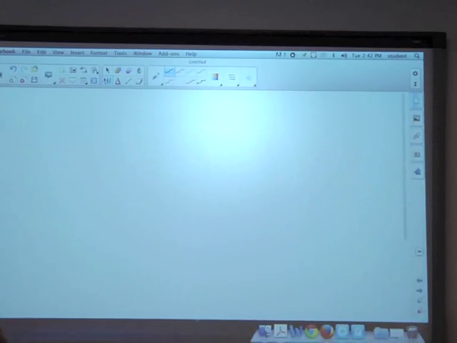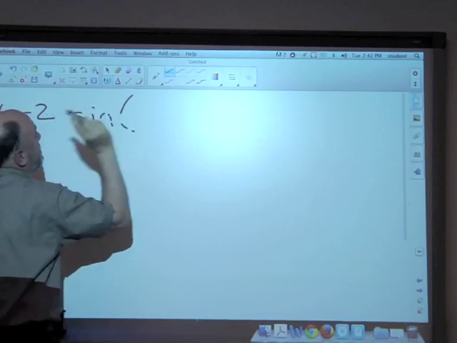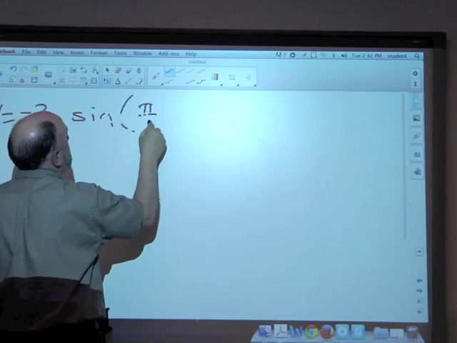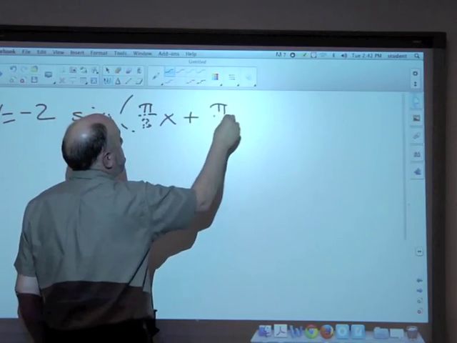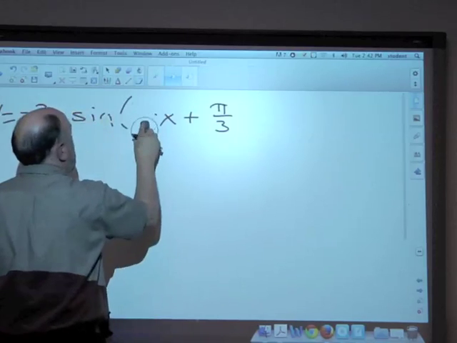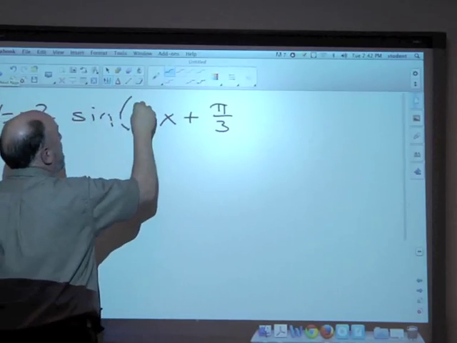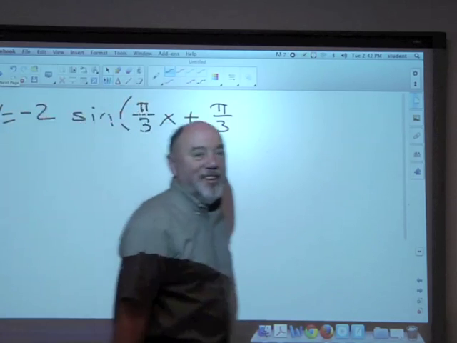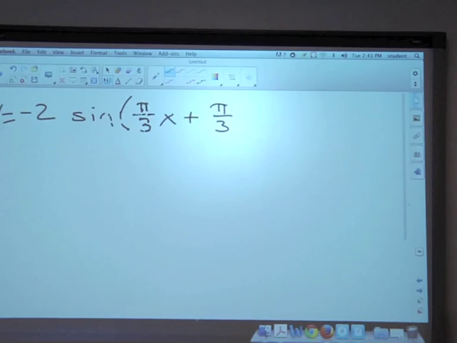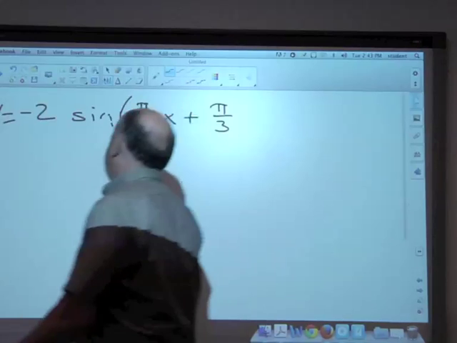So, for example, if I had something like this, y equals -2 sine of pi over 3 x plus pi over 3, depending on how well this dot matrix works out. Okay? Alright. So we got that. And again, we want to know amplitude, period, phase shift, and graph. First off, what's the amplitude? 2, right? And again, amplitude will always be a positive number.